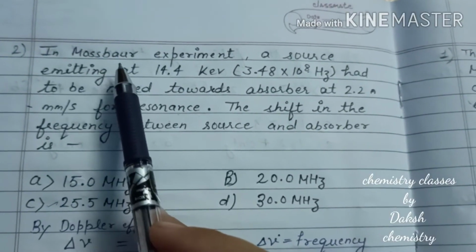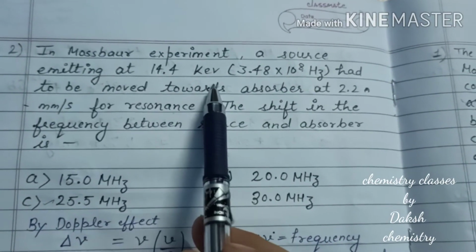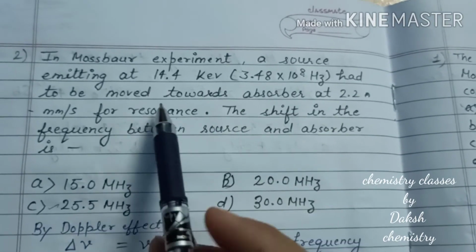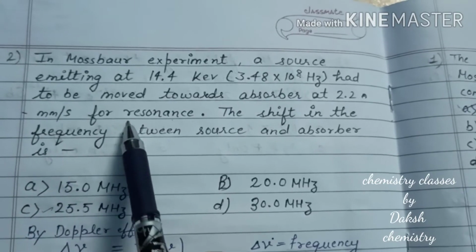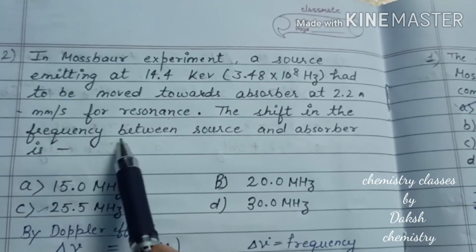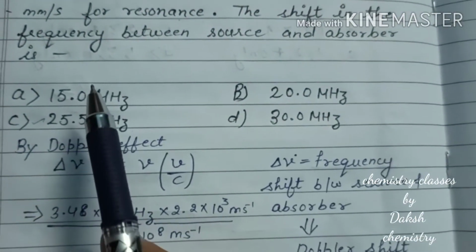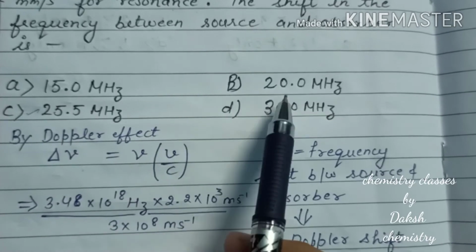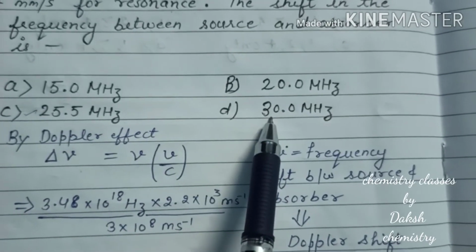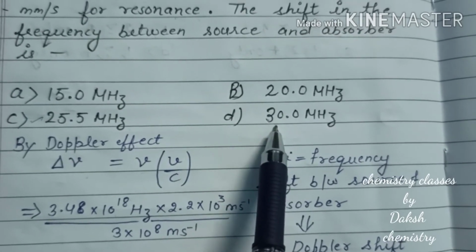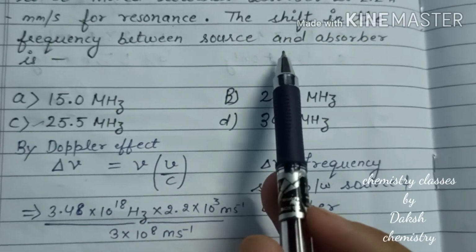The next question is, in a Mössbauer experiment, a source emitting at 14.4 kilo electron volt had to be moved towards the absorber at 2.2 mm per second for resonance. The shift in the frequency between source and absorber is, the given options are 15 megahertz, 20 megahertz, 25.5 megahertz and 30 megahertz. So what we will calculate? We will calculate the shift in the frequency between source and absorber.